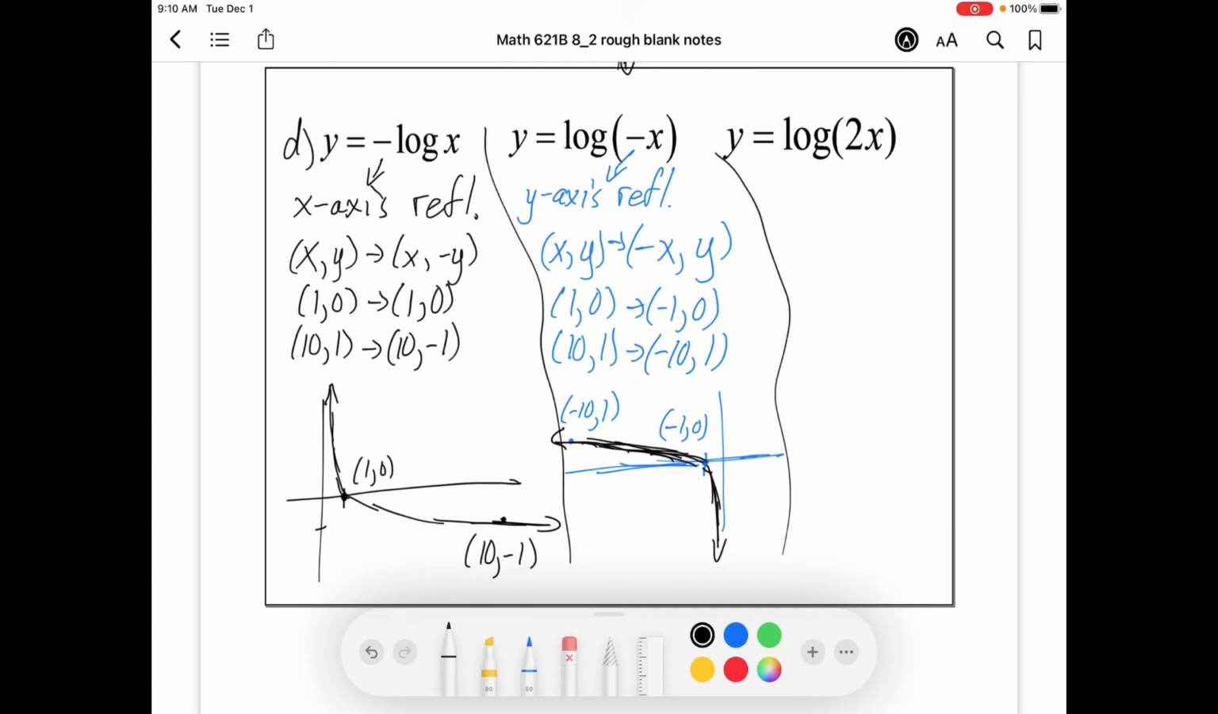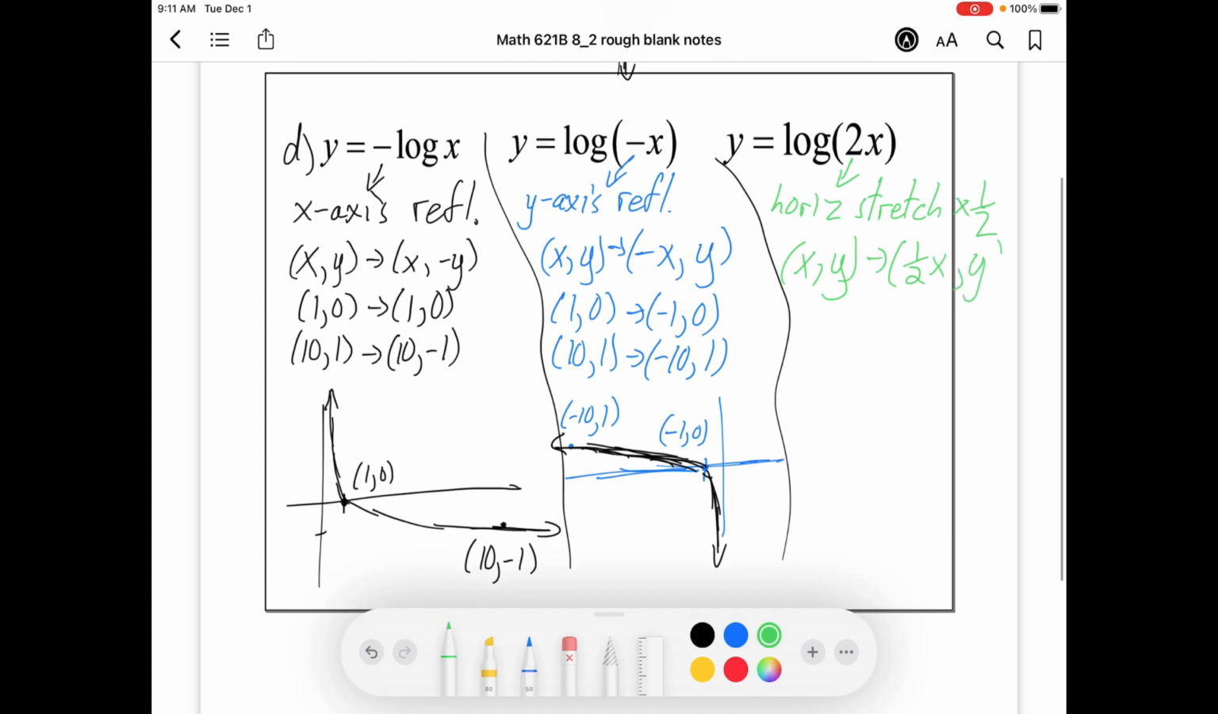All right, one last one. Log of 2x. So here we have a horizontal stretch, because it's right in front of the x. And it is by a factor of the reciprocal, by a factor of 1/2. So as a mapping rule, that means the x's are half as big. If I stretch it horizontally by a factor of a half, I'm making it half as wide. And I just apply that to my key points.